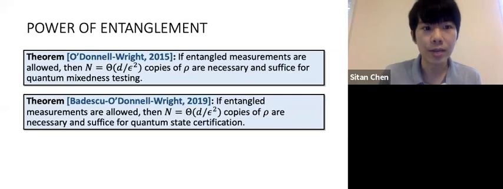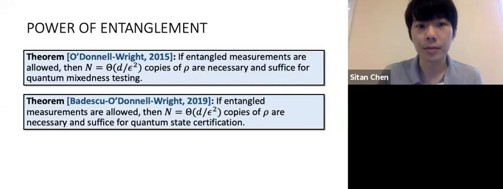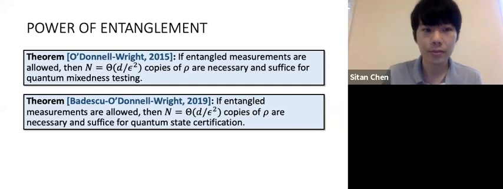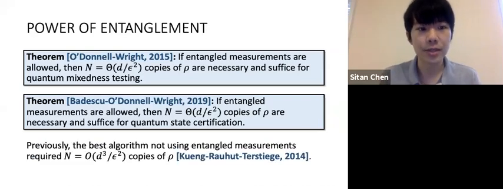And then recently, Badescu et al. refined this result to give an algorithm for the more general problem of quantum state certification. In terms of non-entangled measurements, the state-of-the-art essentially learns the full density matrix and takes cubic in dimension time.